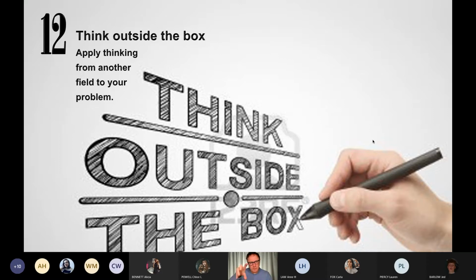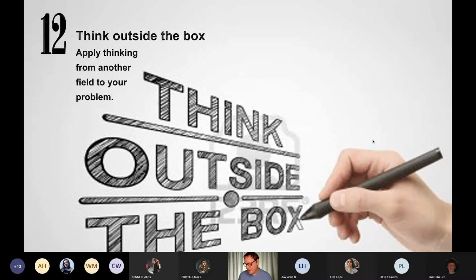Try to almost reinvent your approach. Try to avoid the normal set. If you feel that you need to go about this in a different way, which is thinking outside the box, then wear a different hat. So how would you approach it from a typographic perspective or a photographic perspective or even an illustration perspective? Think different. So apply thinking from another field to your problem.